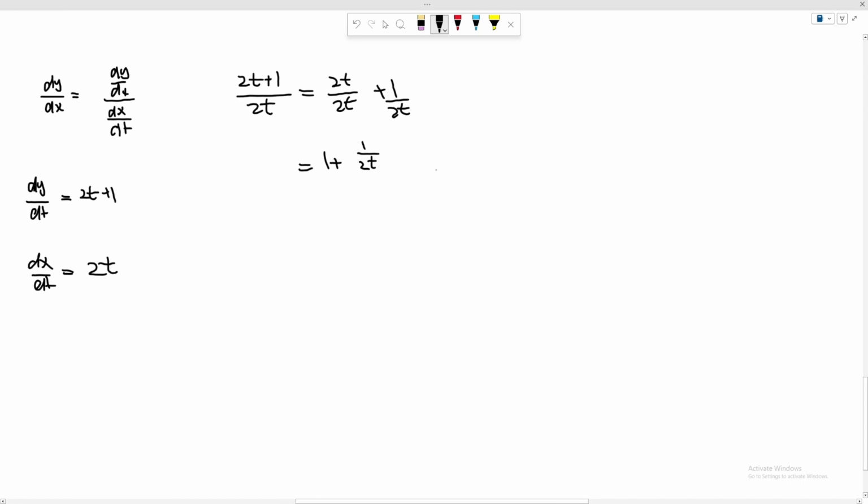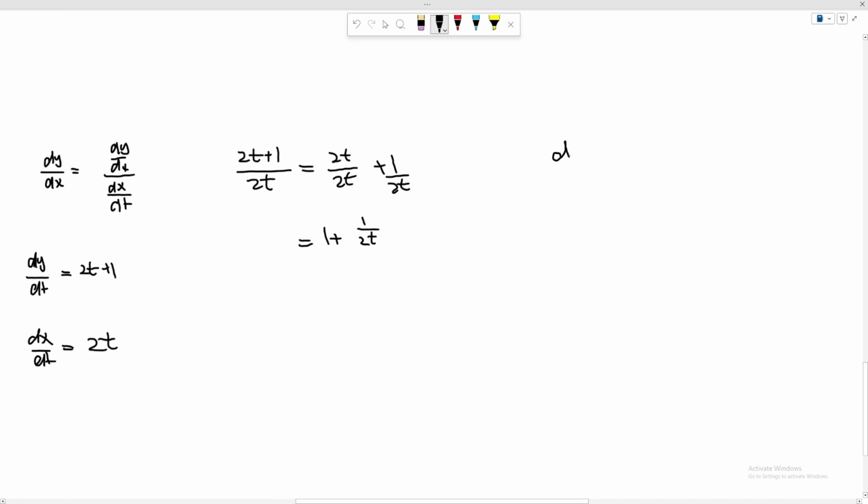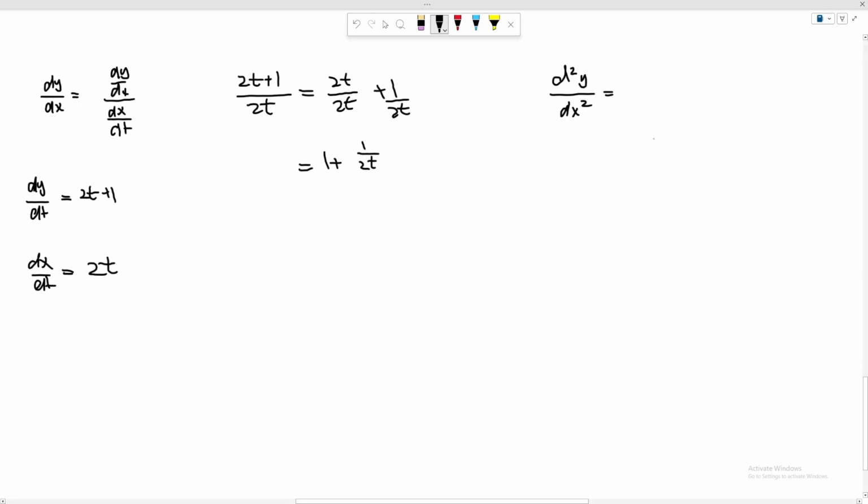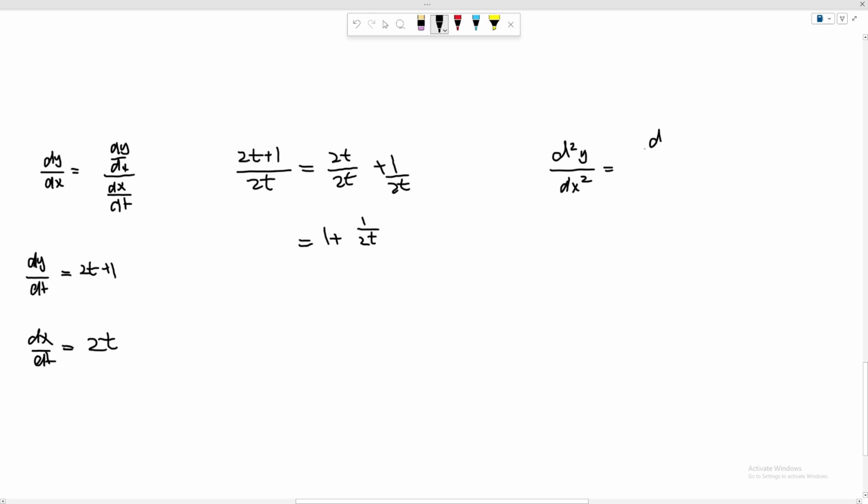Now this is my first derivative. If I want to find my second derivative, you'll have to derive your first derivative again, and then divide the whole thing by your dx over dt.